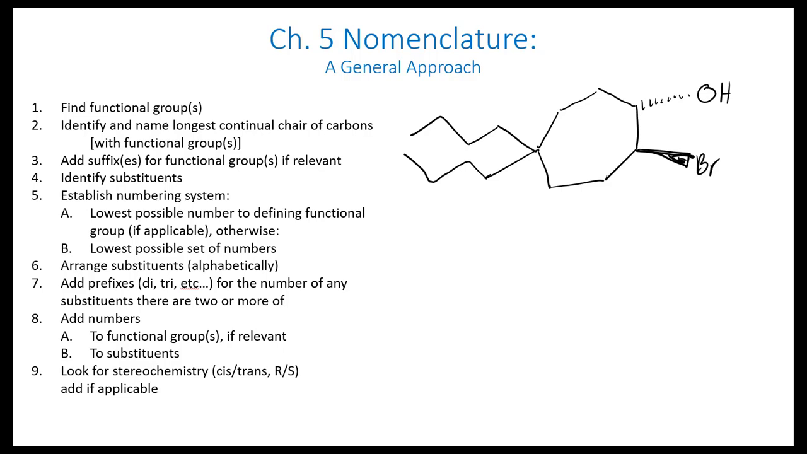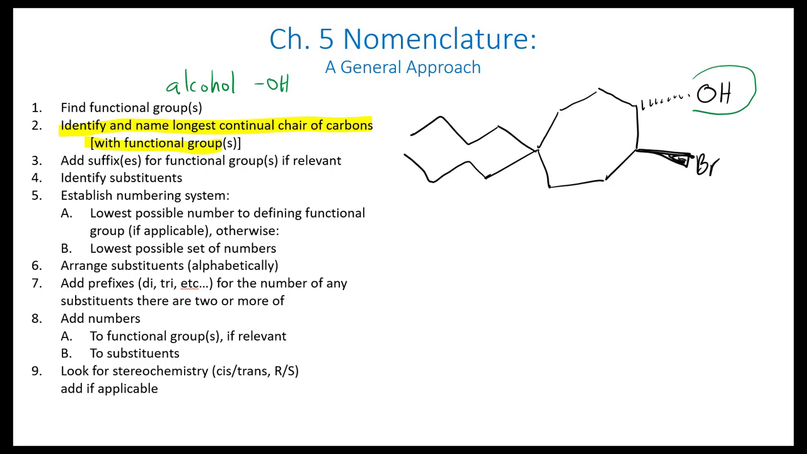And if we just start working through our system, we're looking for functional groups. We have an alkyl halide, but our defining functional group is the presence of the alcohol, which is going to affect our numbering and the name. Now we want to identify and name the longest continual chain of carbons that has the functional group, in this case the alcohol, and ideally the bromine as well.